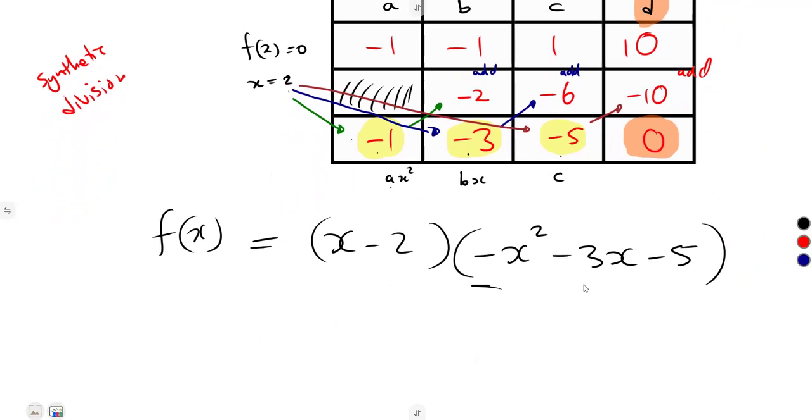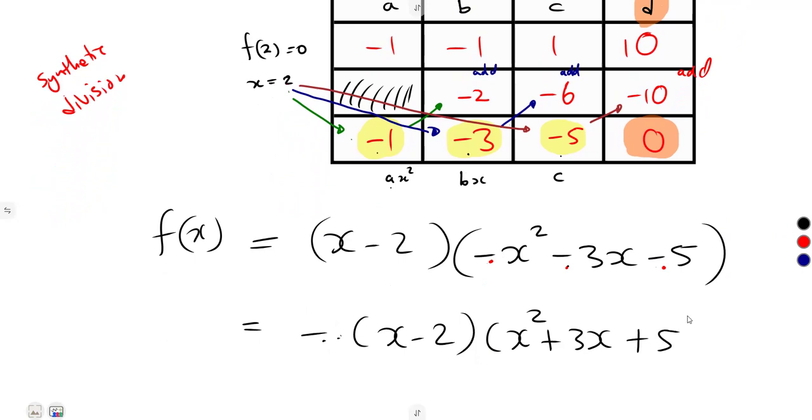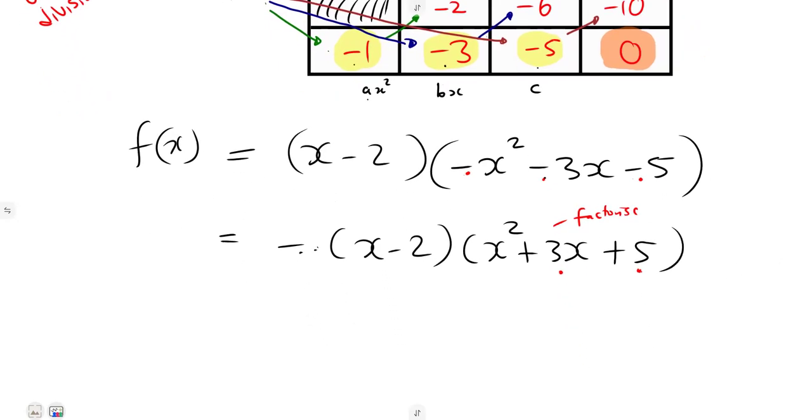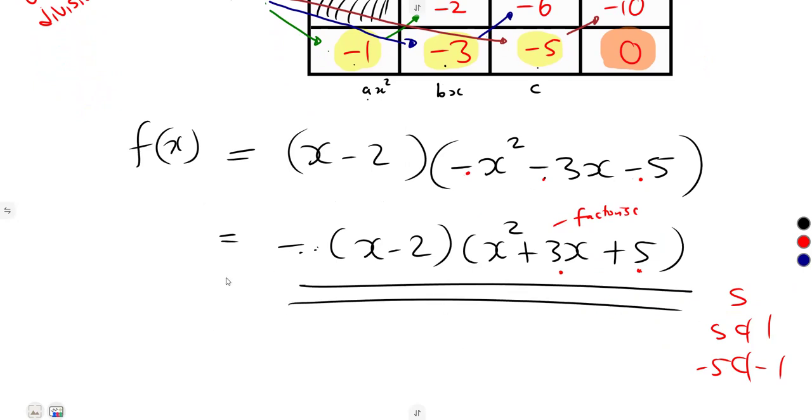Then check if the last bracket, which is our quadratic, can be factorized. Yes, we can factor out a negative, which is common. So you can write it as minus, x minus 2 remains as it is, times positive x squared plus positive 3x plus positive 5. But can this be factorized? No, we cannot factorize this. We do not have factors of 5 which add up to 3. Factors of 5 are 5 and 1, minus 5 and minus 1. Of these factors, none can be added to obtain a positive 3. So it means this is now fully factorized. We cannot factorize this quadratic expression further.